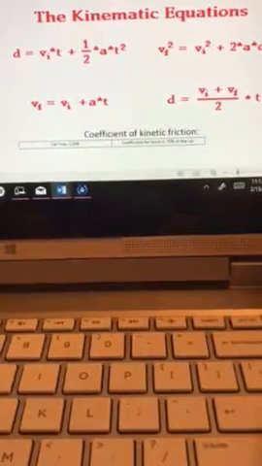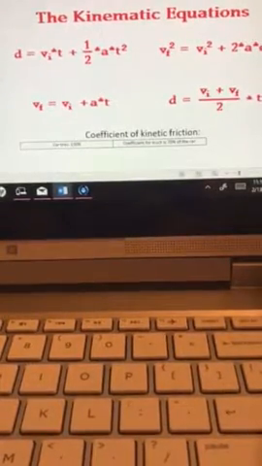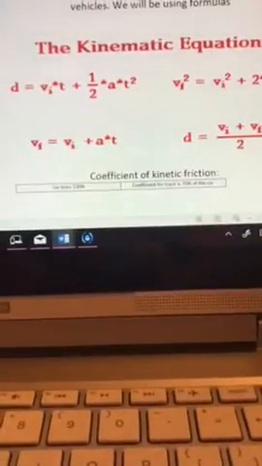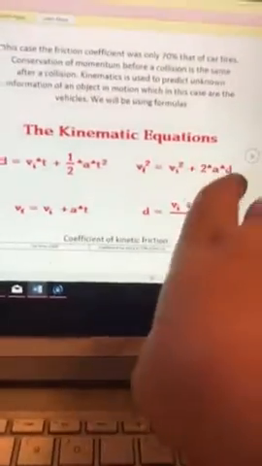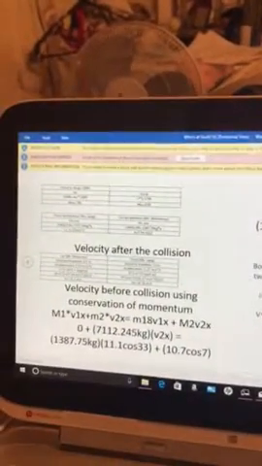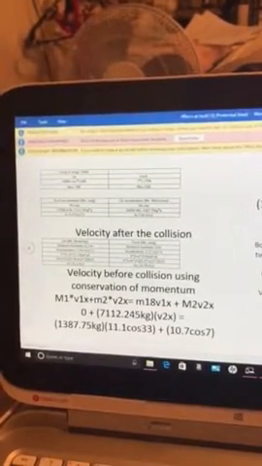Coefficient of friction in kinetic form, the tire of the car was 130 newtons. The coefficient of the truck was 70% of the car. In order to drag the tire, the force would have had to have been 100 newtons.